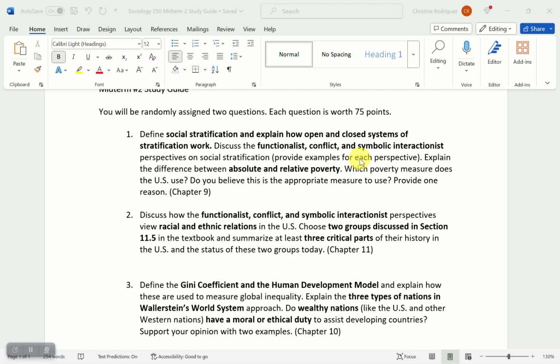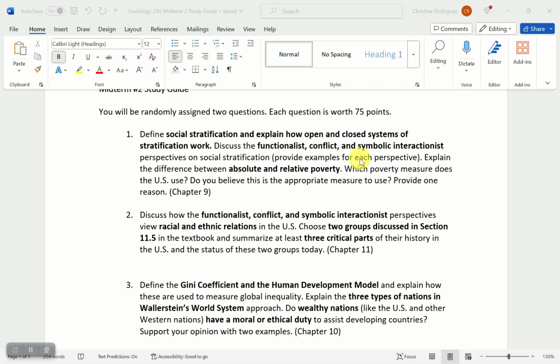And of course, you should give some examples of how society benefits from social stratification. From a conflict perspective, remember they're looking at the negative things that occur, so you're going to want to explain what those negative things are and at least give an example or two. Same thing for symbolic interactionist perspective, looking at how do we perceive others in society based on what we perceive their social class to be. The way people dress, the way they talk, the kind of car they drive, and how are people treated based upon what we perceive their social class to be.